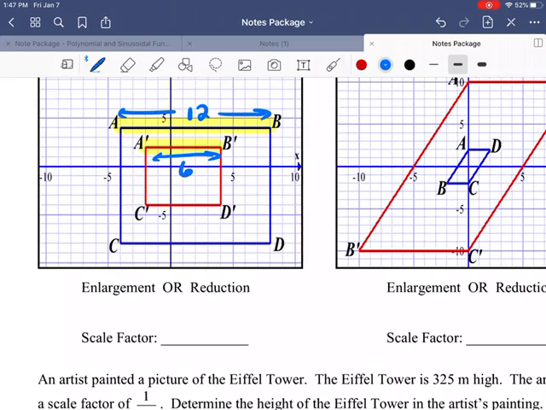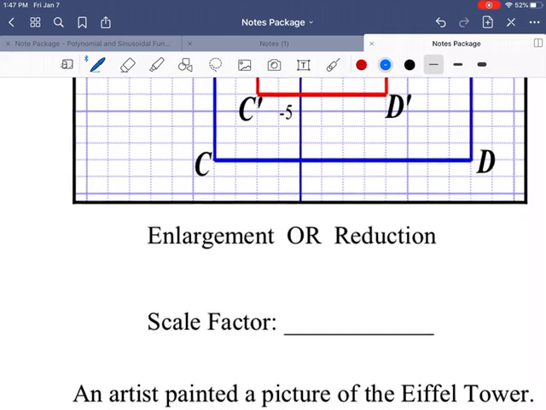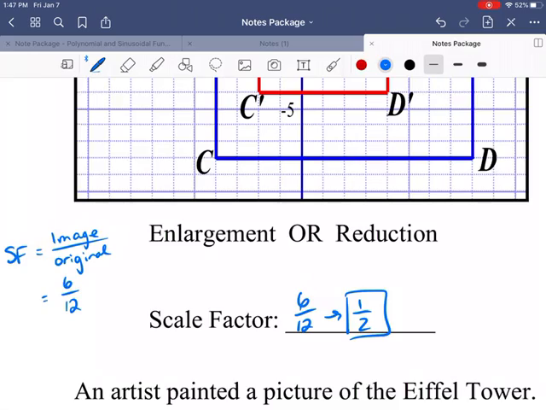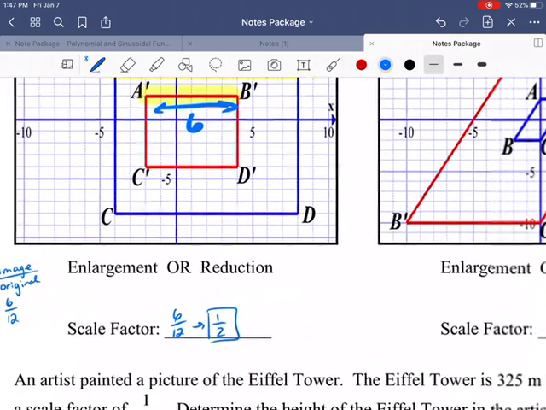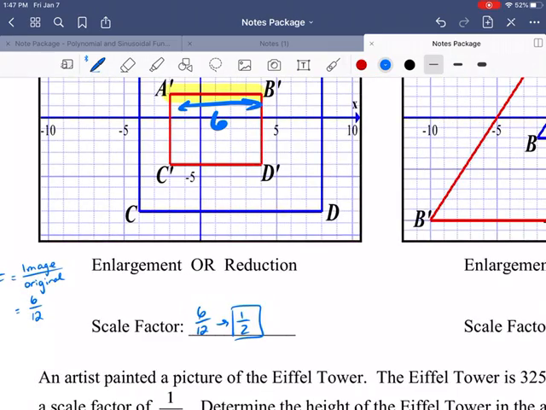Well, to do the scale factor, you're doing the image divided by the original. Sorry, I'm all over the place here. So scale factor is the image divided by the original length. So in this case, the image length that we chose was 6, and the original is 12. So 6 over 12 can reduce to 1/2. Okay, so the image is 1/2 the size of the original. And that would mean that it's a reduction.